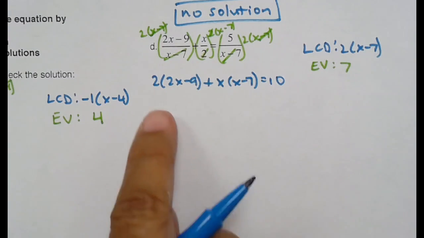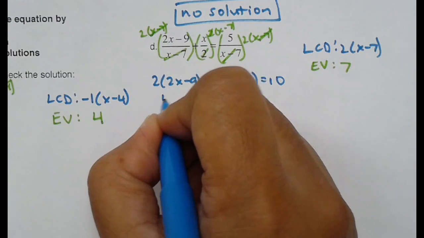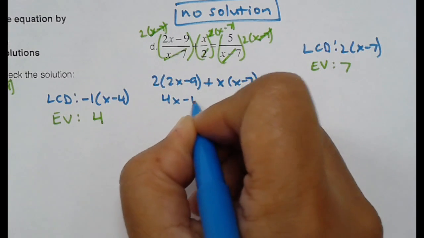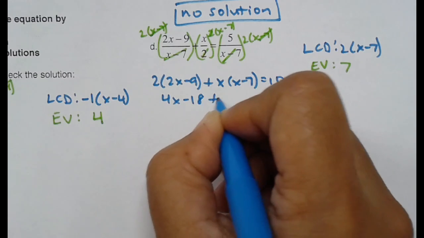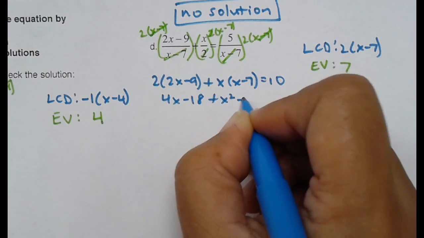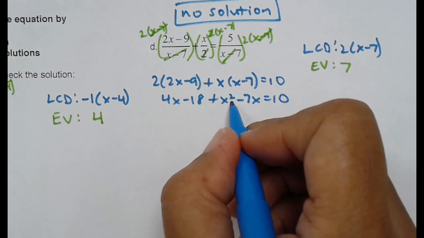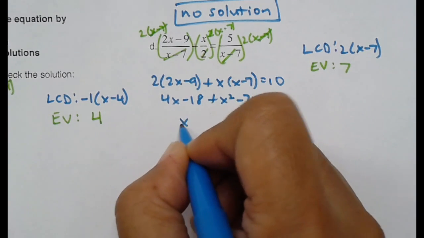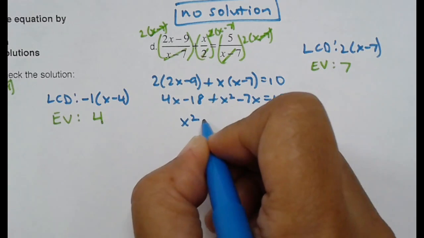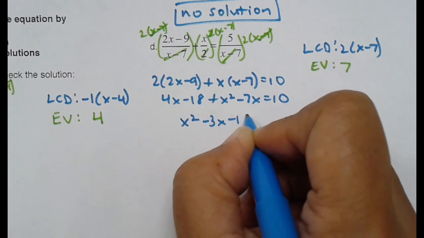All right, let's go ahead and distribute the 2. 2 times 2x is 4x. 2 times negative 9 is negative 18. X times x is x squared. X times negative 7 is negative 7x. Let's add our like terms together and then get it in the right order. I want x squared to be first. And then 4x minus 7x is negative 3x minus 18.